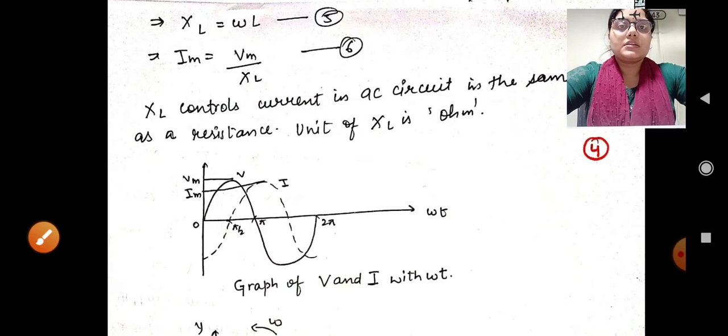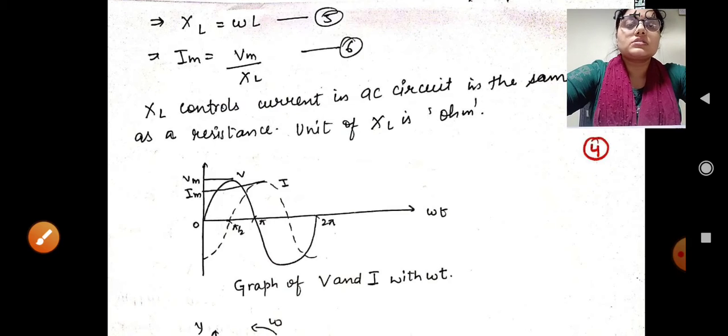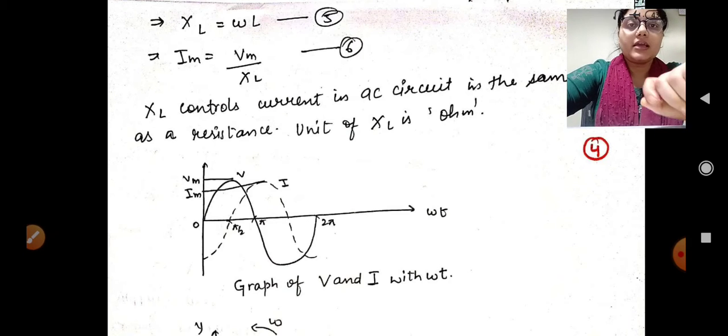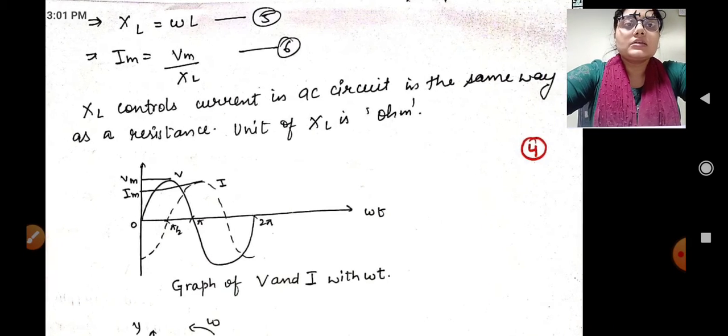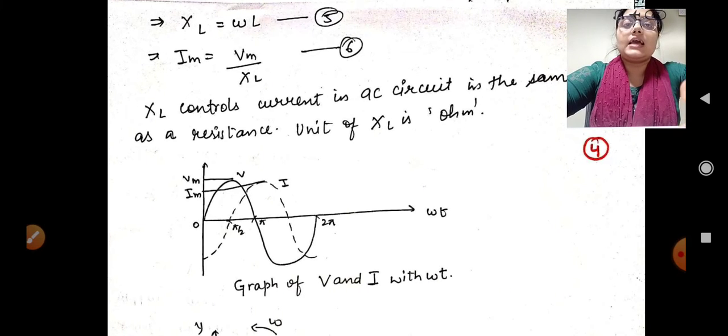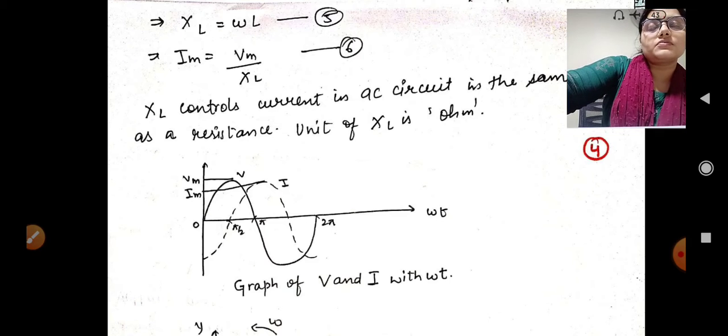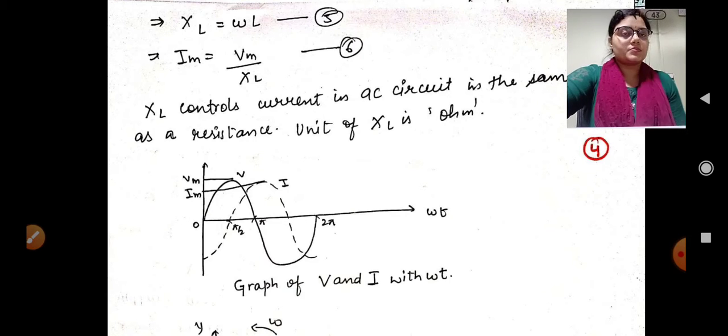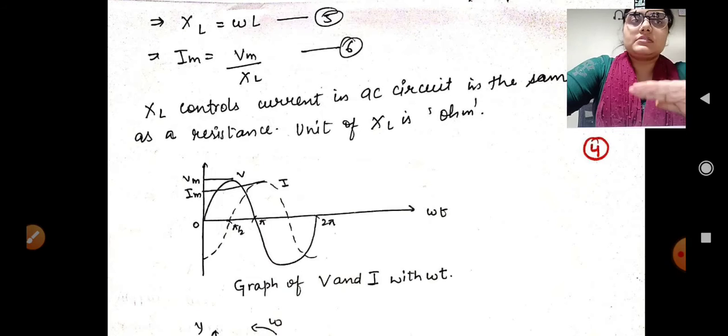Clear? Now, up to here we have studied that XL controls the circuit in the same way as a resistance, and the unit of the inductive reactance is the ohm. Up to here we studied yesterday.